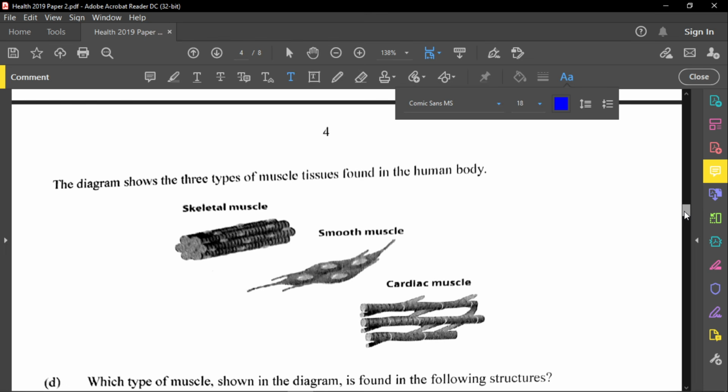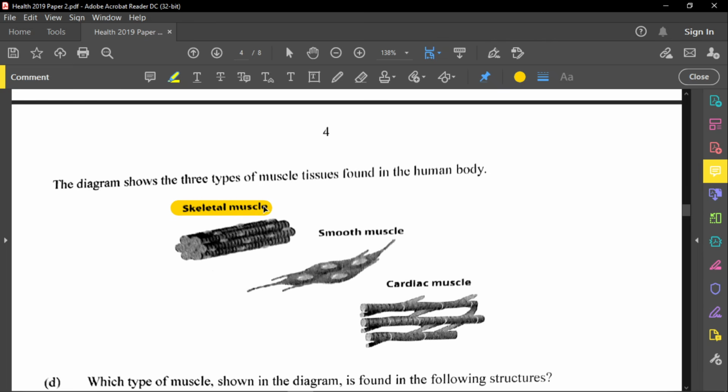And they say the diagram shows the three types of muscle tissues found in the human body. The first diagram here is saying that you have a skeletal muscle. So this is going to be important here. Skeletal muscle. We have a smooth muscle, and we have cardiac muscles. So please, what I want you to do is to notice how these diagrams are drawn and know them before you go into examination, because again, they may ask you to label rather than giving you the names. So please notice the arrangement of these muscles and be able to answer questions where these are concerned.